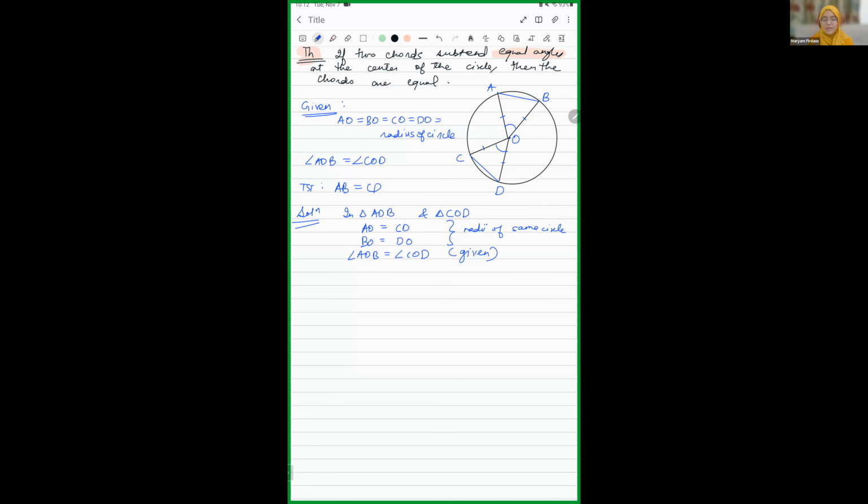So now can you tell me which rule is being used? SAS congruency. Very good. By SAS rule, triangle AOB is congruent to triangle COD. By CPCT, AB is equal to CD. Very good. Avni, understood? Yes, ma'am, understood. Good. So please note this down.